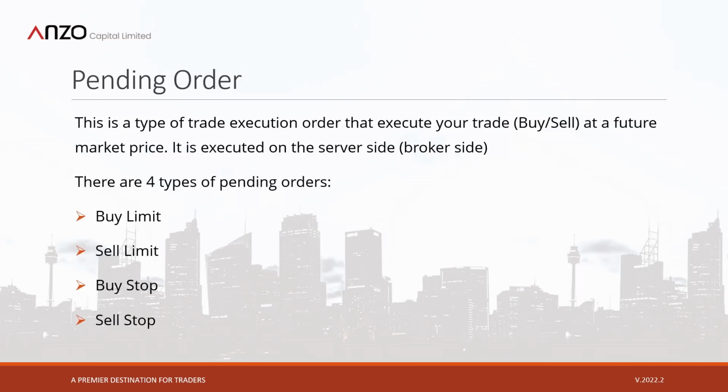Now, the other type of order is the pending order. This is a type of trade execution order where you instruct your broker to buy or sell a particular instrument at a future price.